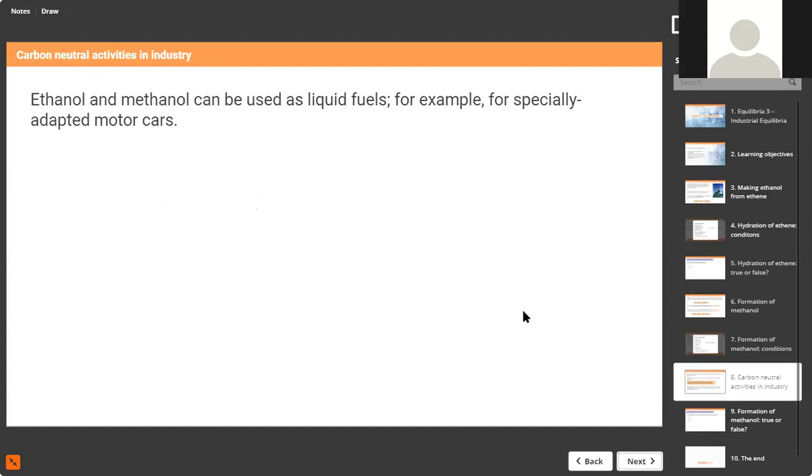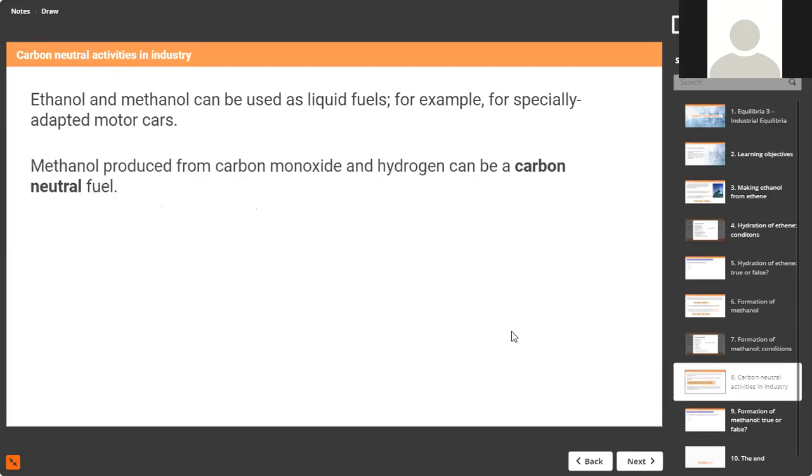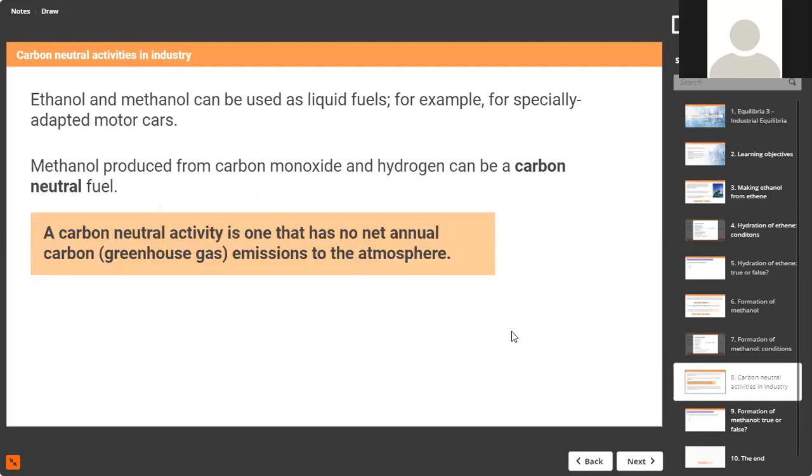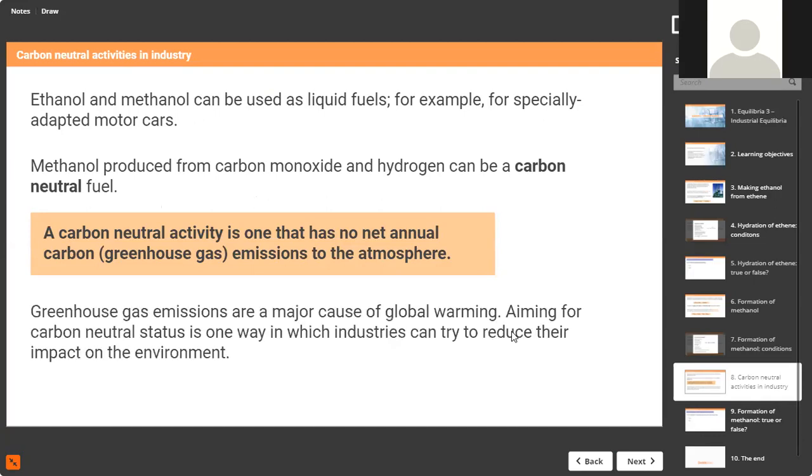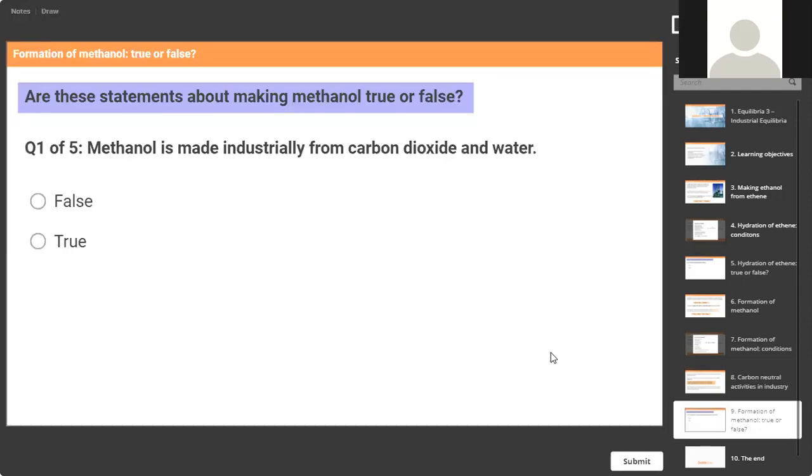Ethanol and methanol can be used as liquid fuels, for example, for specially adapted cars. Methanol produced from carbon monoxide and hydrogen can be a carbon neutral fuel. And a reminder, a carbon neutral activity is one that has no net annual carbon greenhouse gas emissions to the atmosphere. Greenhouse gas emissions are a major cause of global warming. Aiming for carbon neutral status is one way in which industries can try to reduce their impact on the environment. So are these statements about making methanol true or false?